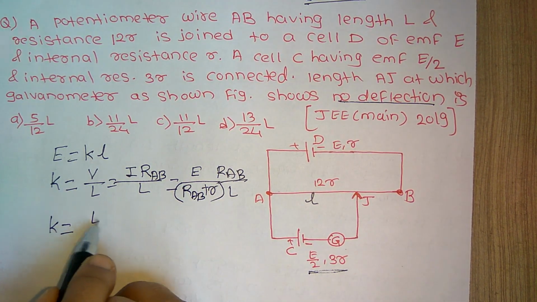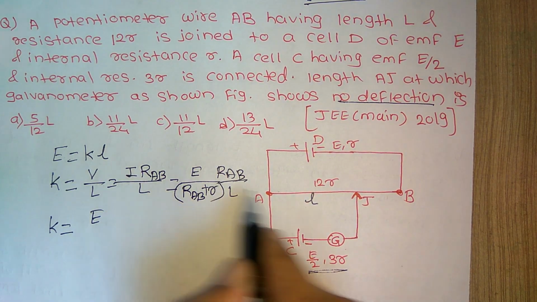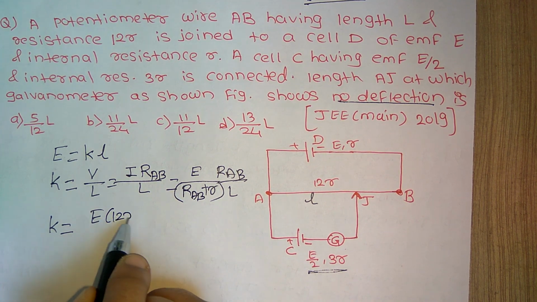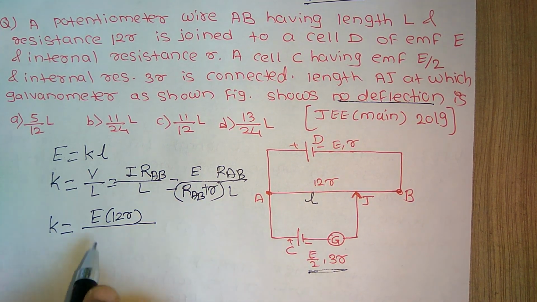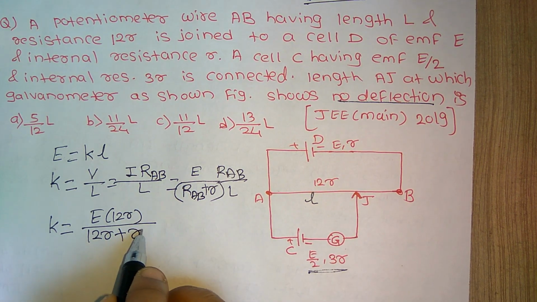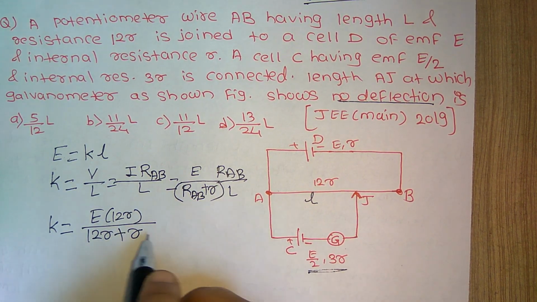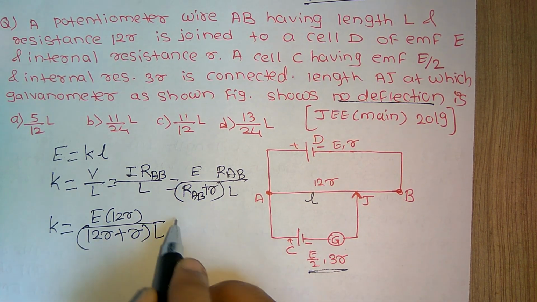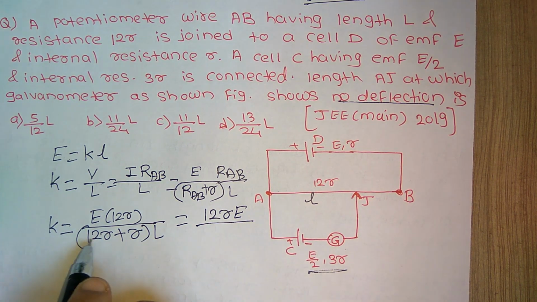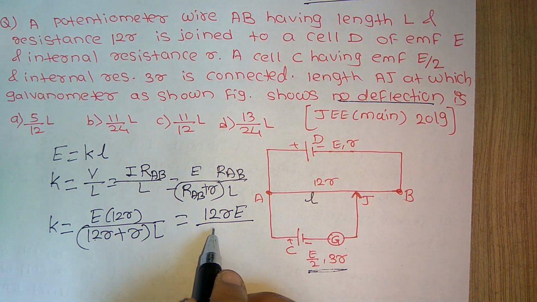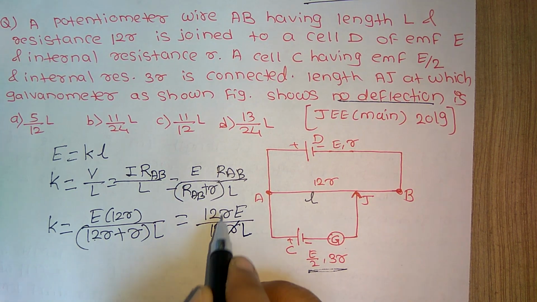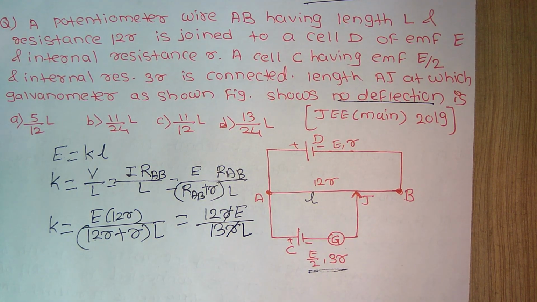Potential gradient: E is given, the cell EMF. The resistance of wire AB is 12R. So it is 12R divided by 12R plus the internal resistance small r, into RAB, connected into length L. So we solve this: 12R E divided by 12R plus small r is nothing but 13R E by 13R L. E gets cancelled, so it is 12E by 13L.